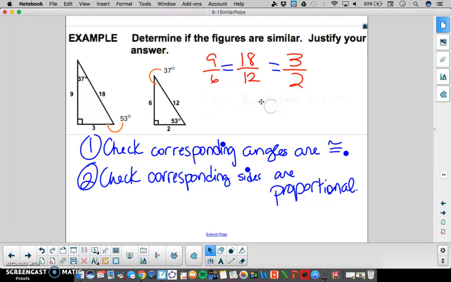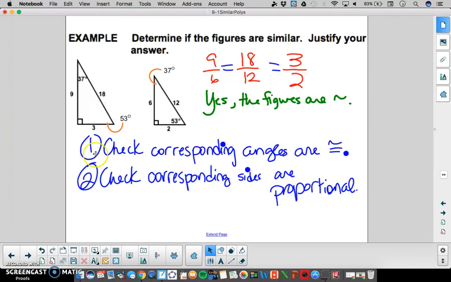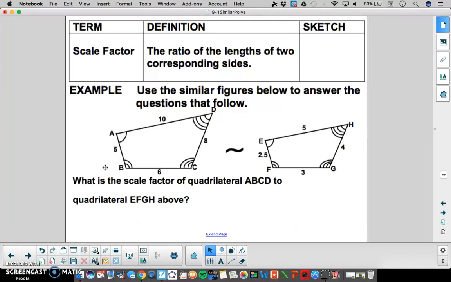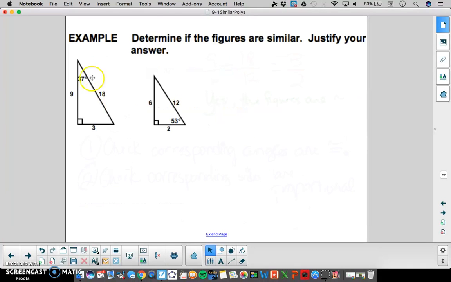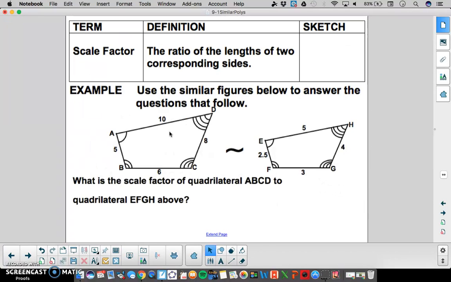And so we know the figures are proportional, so therefore the figures are similar. Once we know both of these things are true, you have to check for both. Now notice in these two triangles, there was something that we could multiply by to get each of those new numbers. That's called a scale factor.